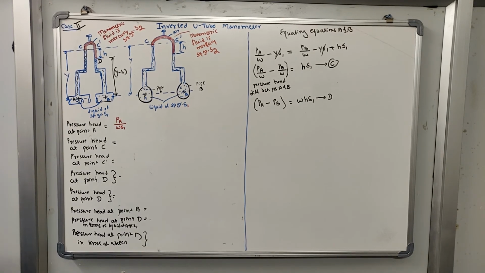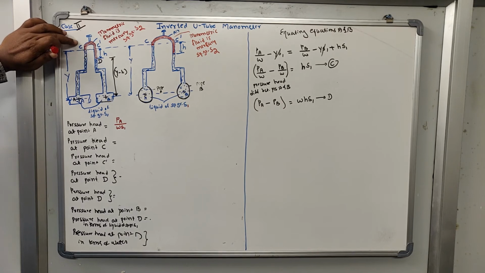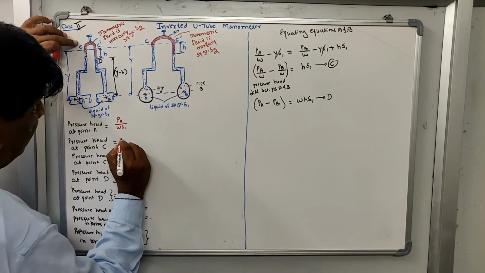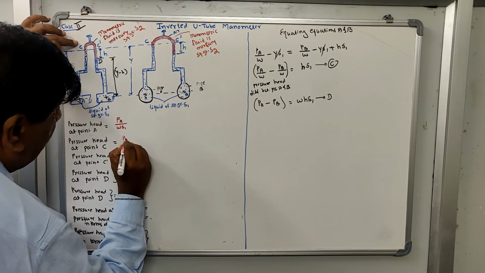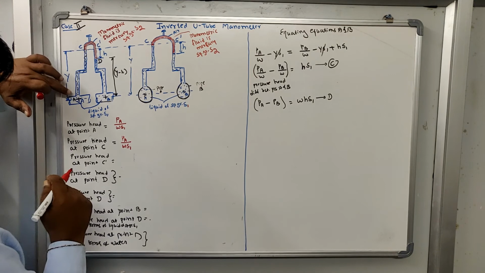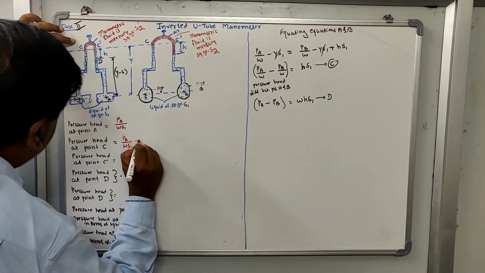Okay, next, what is the pressure head at point C? Pressure head at point C is equal to pressure head at point A, that is PA by WS1. Since the next point C is lying above the point A, you make the negative sign.